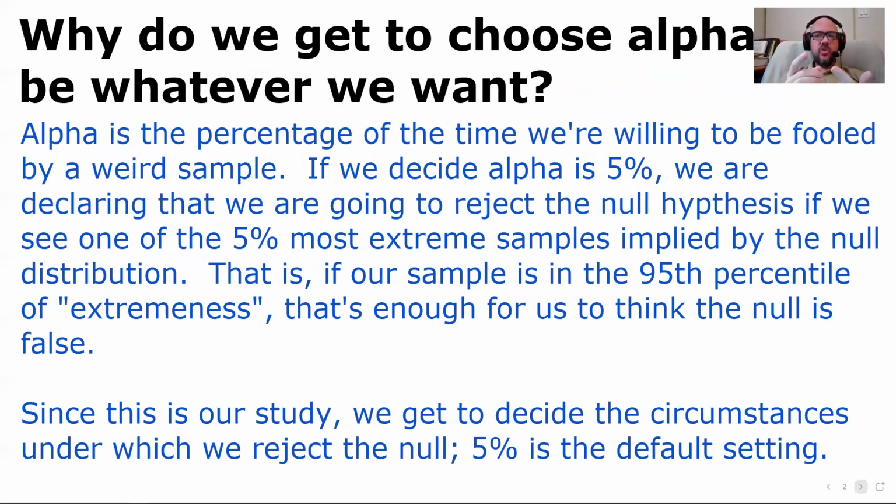So why do we just get to choose it, right? I've said many times that we're just going to decide alpha is 5%, which we are. So when I say we, what I mean is the researcher, right? The person doing the research gets to decide what alpha is. It's not a thing you calculate, it's a thing you choose. And the reason that's the case is that as the researcher, we get to decide how unusual a sample would have to be to make us want to reject the null hypothesis.